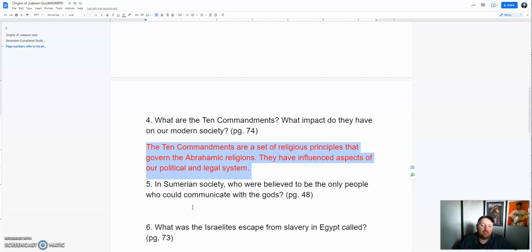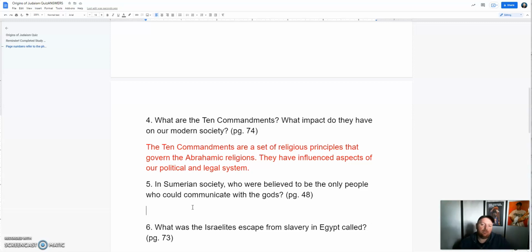Question number 5. In Sumerian society, who were believed to be the only people who could communicate with the gods? In ancient society, religion was very important, right? They believed that everything happened by the will of the gods. So if you had a flood, it must mean the gods are mad. If you had a drought, it must mean the gods are mad. If you had a good harvest and a lot of food, it must mean the gods are happy.